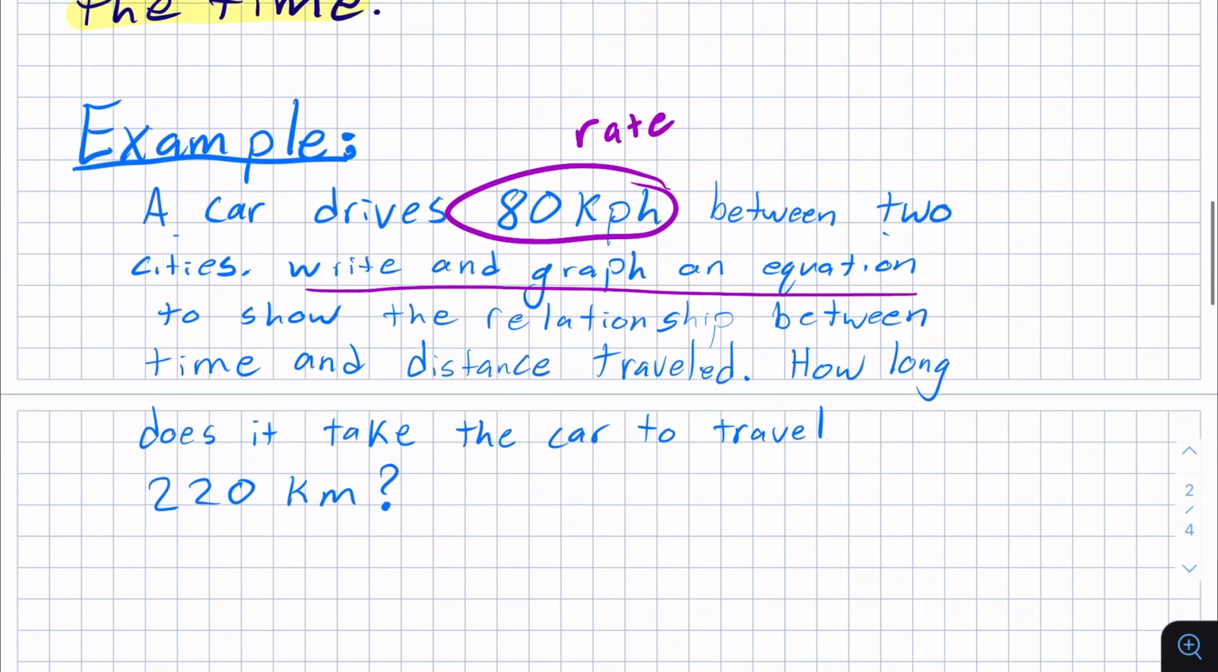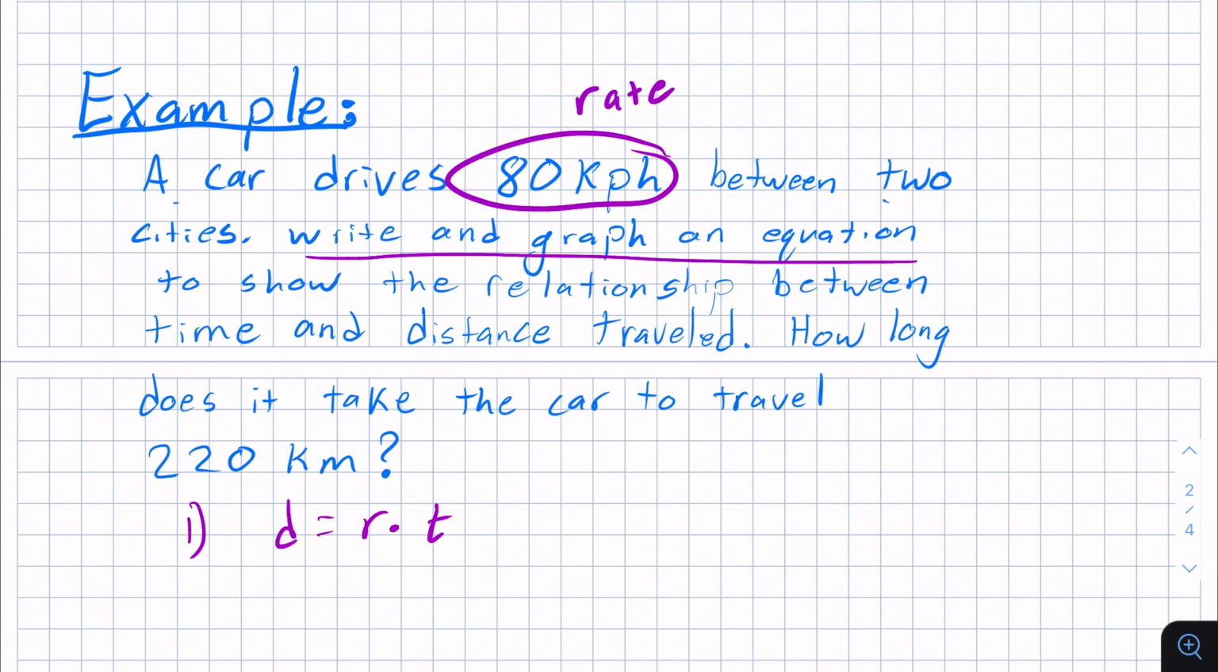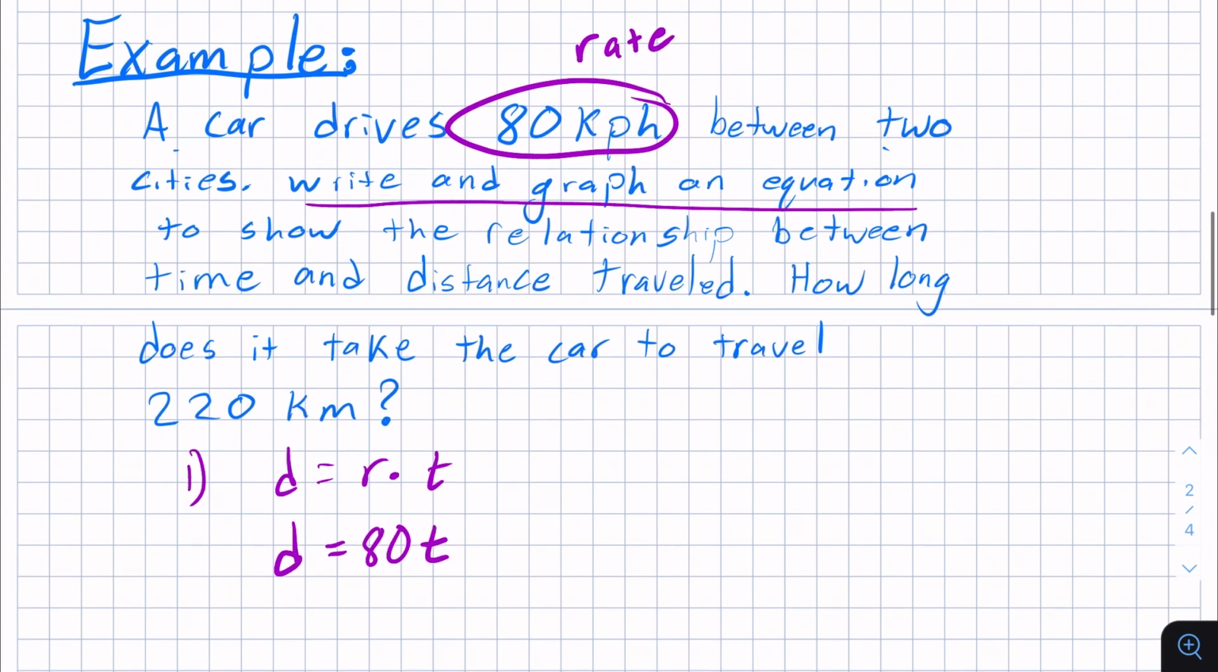The relationship between the time and the distance is going to be modeled by the distance formula. So step one, I'm going to use the distance formula to write out this equation. If it's distance equals rate times time, and my rate is 80 kilometers per hour, then my equation is going to be d for distance equals 80, because that's the rate it gave me, times the time. So d equals 80t.